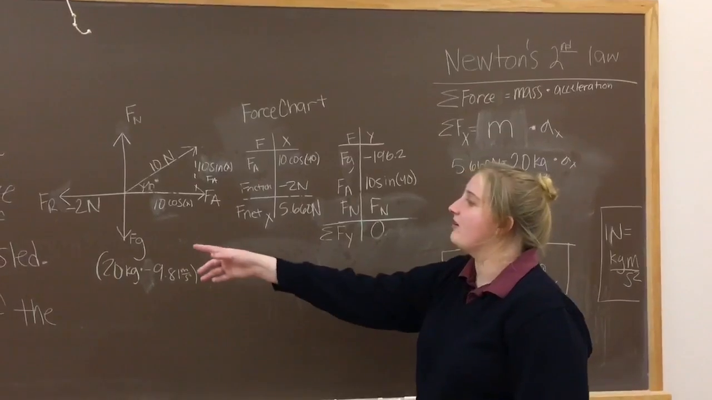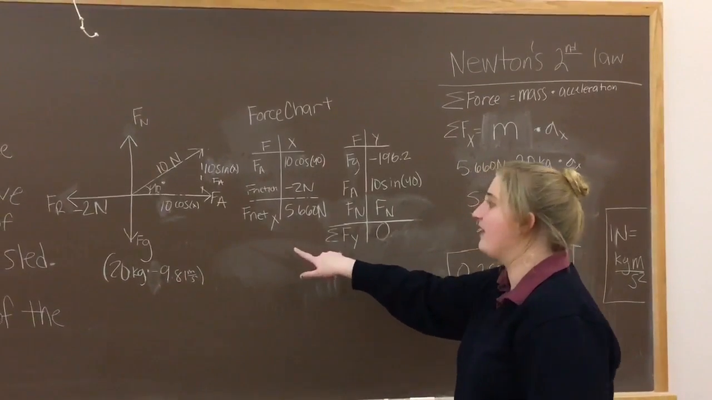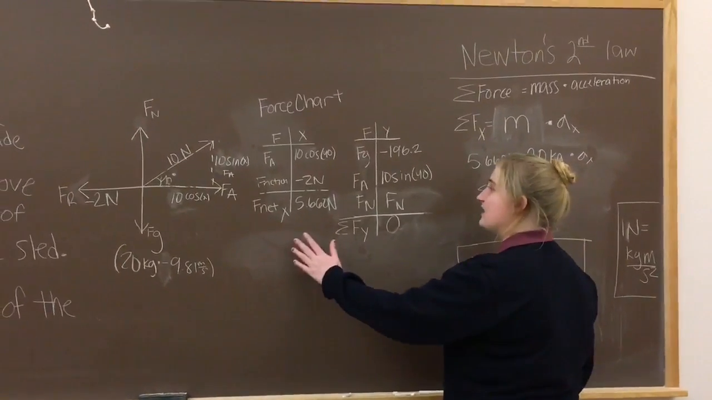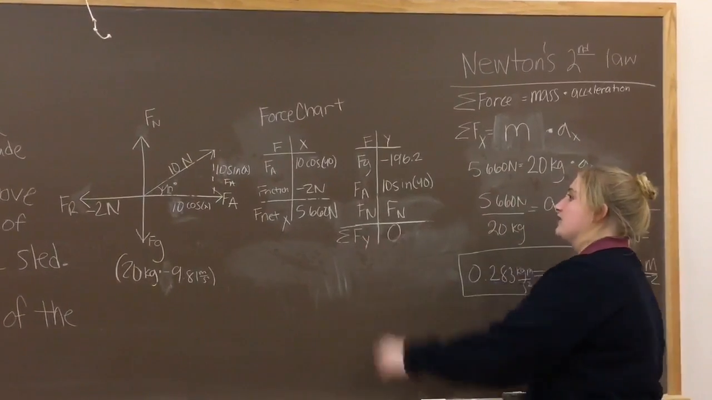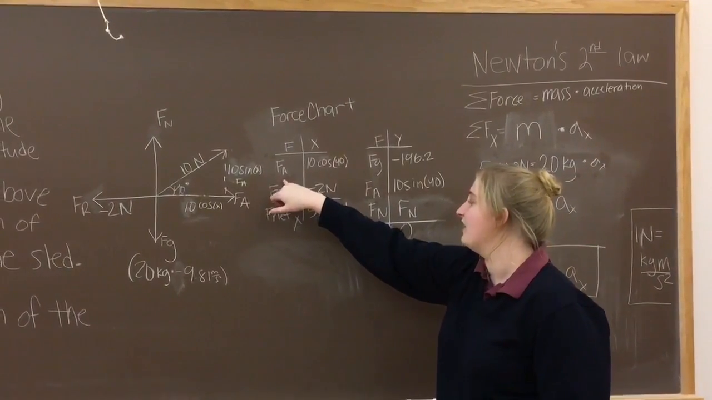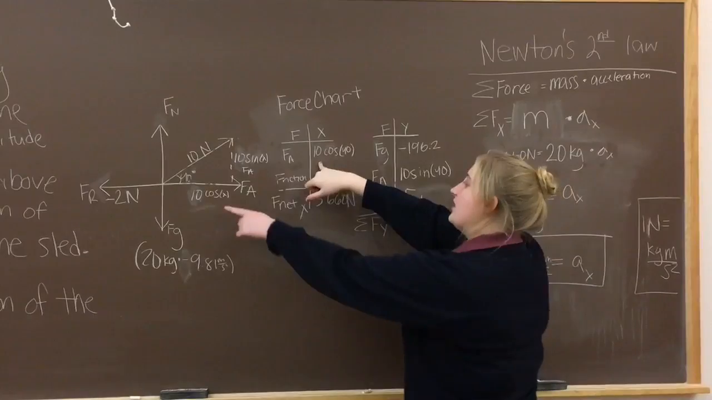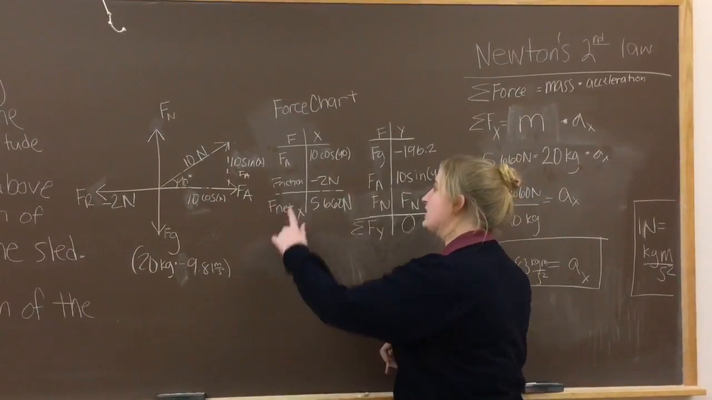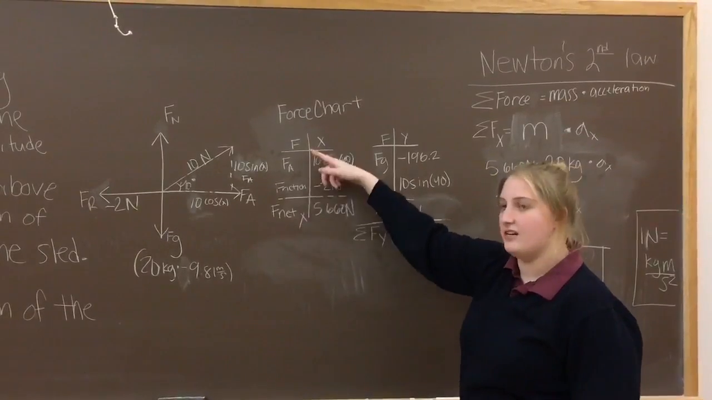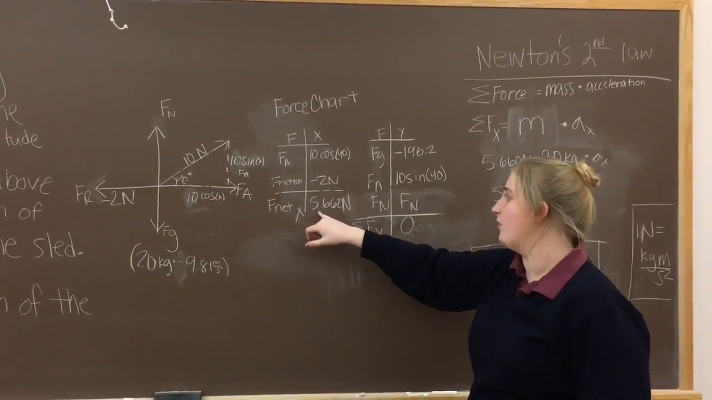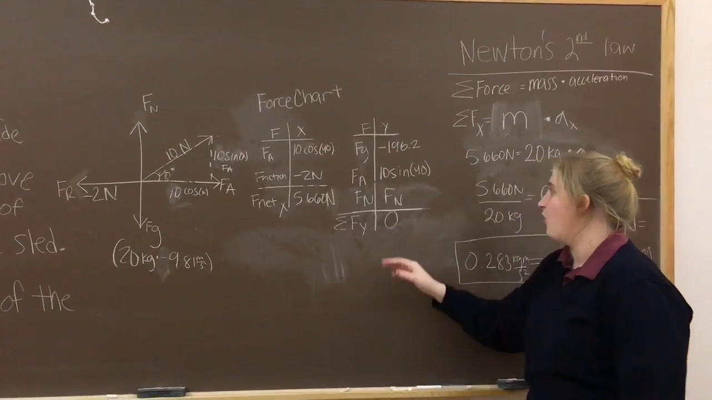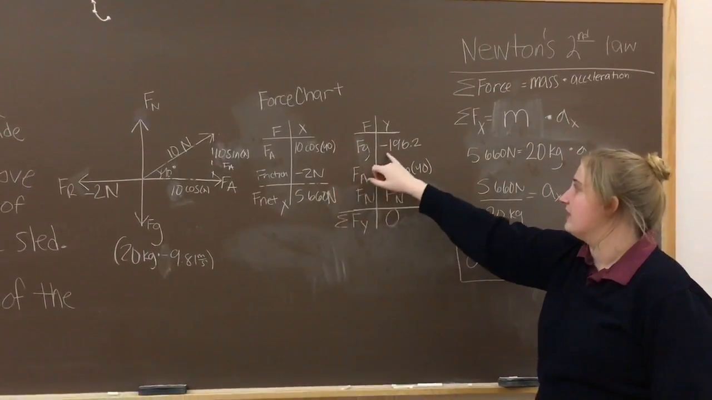So now that we wrote out our givens, we're going to actually apply them to our charts. So we have our forces divided into our x's and our forces divided into our y's. So our F applied, the force applied of x is 10 cosine 40. And then our friction is negative 2 newtons, which is also right there. And the force net of all of these two is 5.660 newtons.